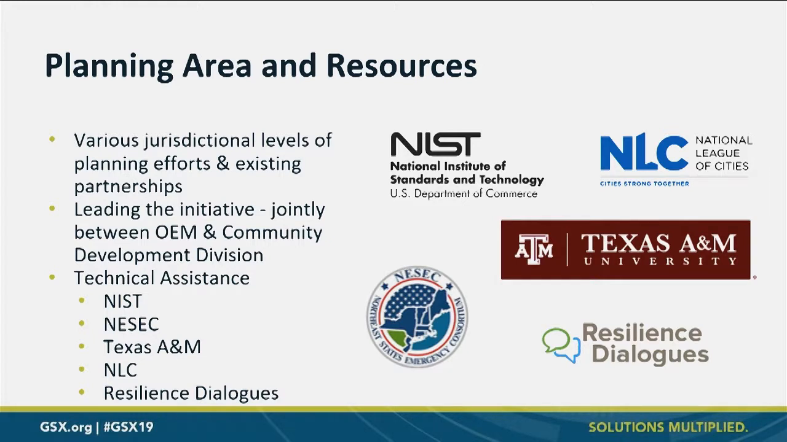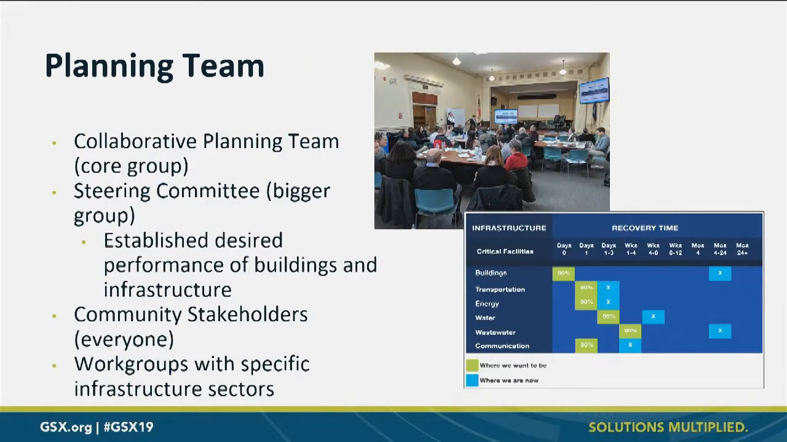And we saw ourselves as a cultural broker to try and convert the emergency planning stuff into community planning stuff. And it helped to have the community planners there to provide that insight as to how some of this stuff would actually be integrated into the future of the city. And we had great technical assistance from a number of partners, NIST being one of them. That's how we partnered with Steve for the first time, the Northeast States Emergency Consortium, Texas A&M University, National League of Cities, and the Resilience Dialogues program. And trying to find a fit for them in this entire process was a challenge, but they all provided great support for us.